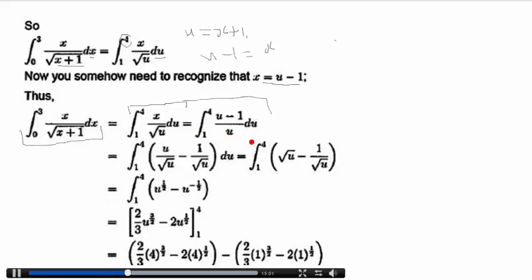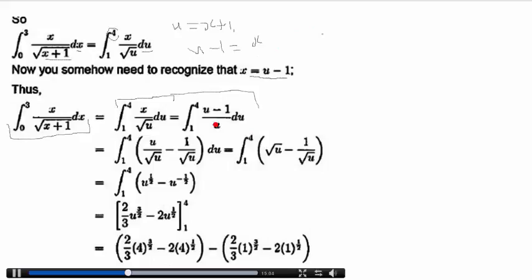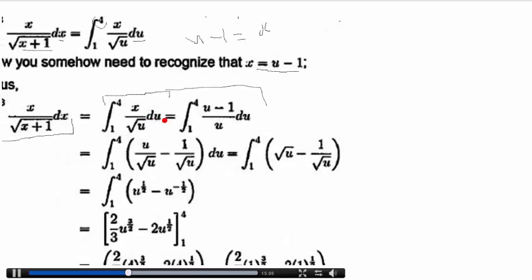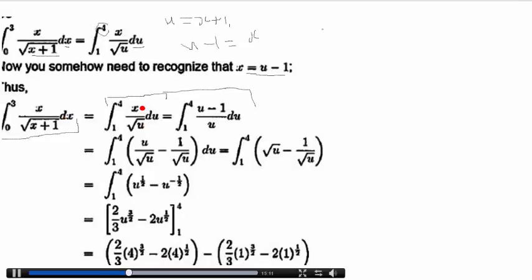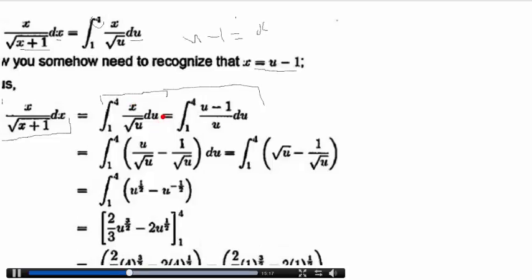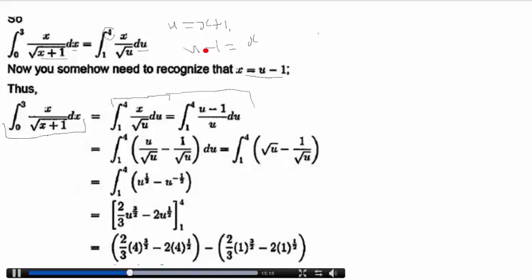Now in this part over here, we had x upon root u, and we got stuck because there was an x, which we knew was a variable. But we also knew that u minus 1 is equal to x. So we substitute that over here, u minus 1 for x. Now everything is in terms of u, so we can actually do the integration right now.